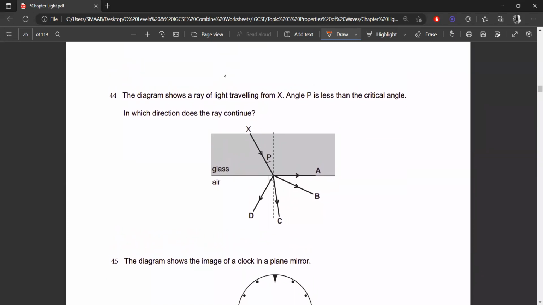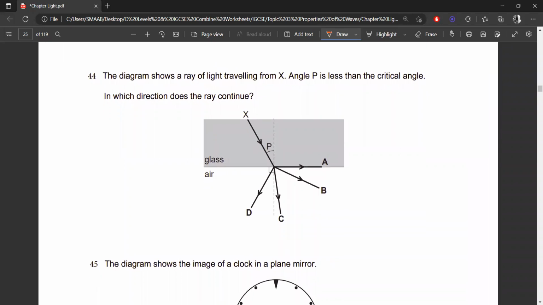Okay, now this is the question which we skipped in part because of the wrong formation of the diagram. The diagram shows a ray of light traveling from X. Angle P is less than the critical angle. In which direction does the ray continue? C? C. Okay, P is less than the critical angle. So we have two possibilities, either it is C or it will be B, right? Because A is not possible, the angle of incidence is less than the critical angle. So we have to choose between B and C.